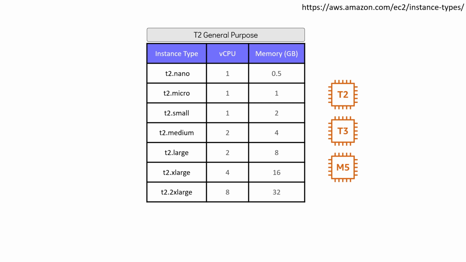If you want to go for a higher spec, you can choose from a number of different sizes such as the small, medium, large, all the way up to 2x large. The sizes shown here are specific to the T2 general purpose instance type, and they may not necessarily be the same for all other instances. For a comprehensive list, please refer to the reference documentation.